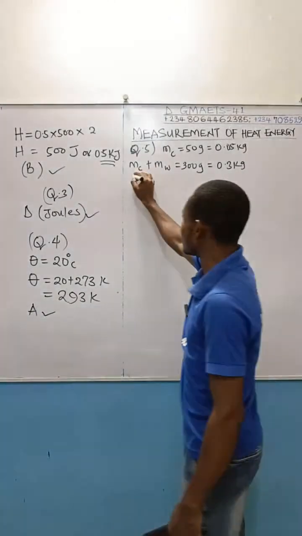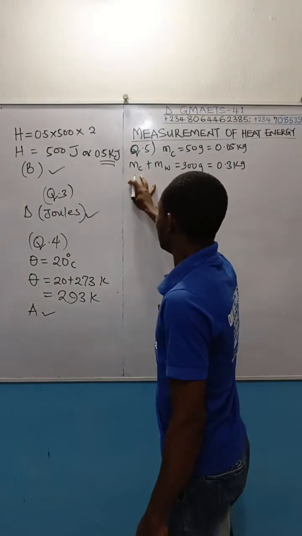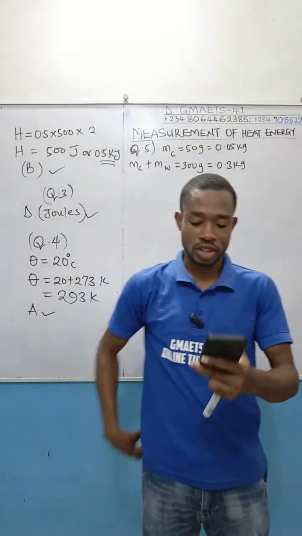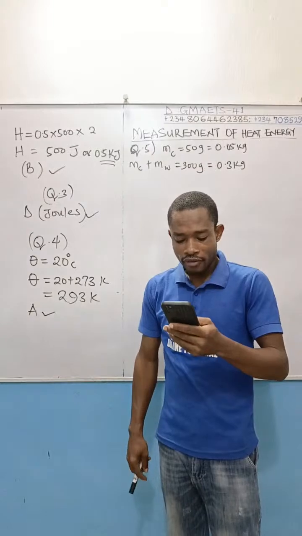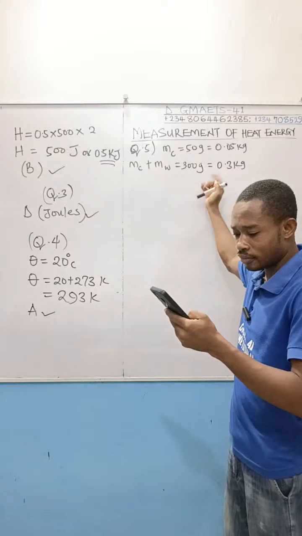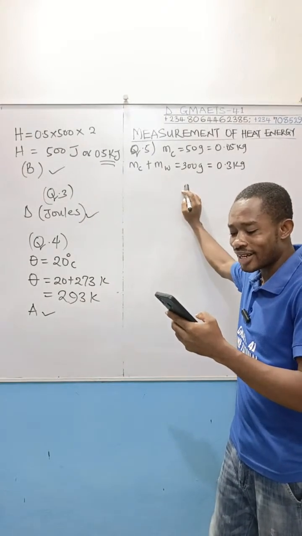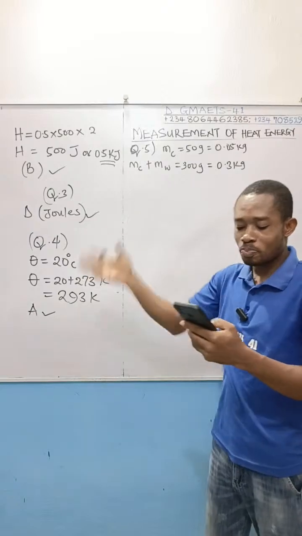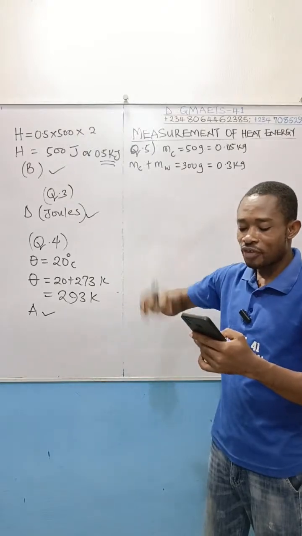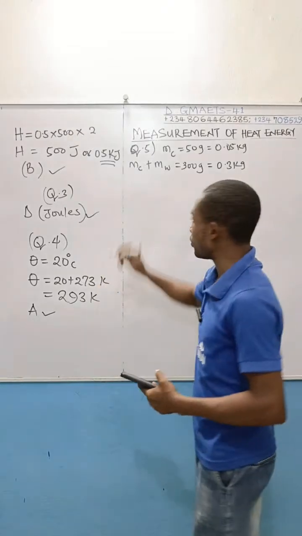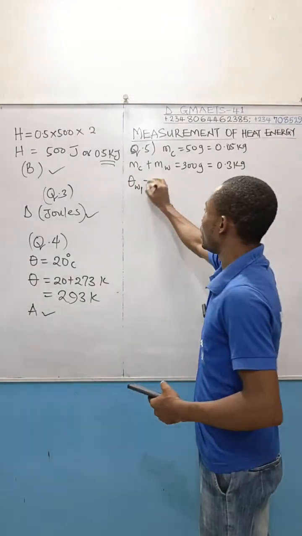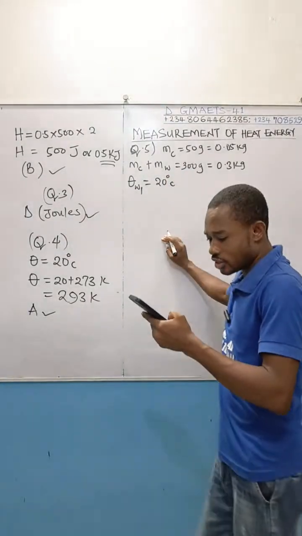Let's read out the question first before I do any analysis that is not from the question directly. Total mass of calorimeter and water was 300 gram. I've done the conversion. The initial temperature of water in the calorimeter before steam was passed was 20 degrees. So I'm going to write theta W1, initial temperature of water before steam was passed, 20 degrees centigrade.